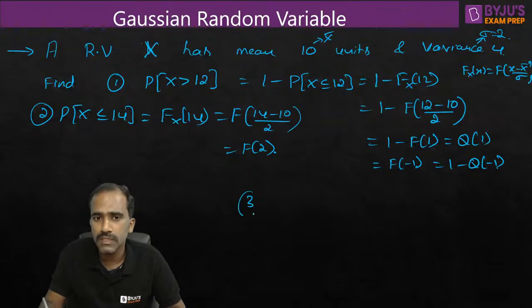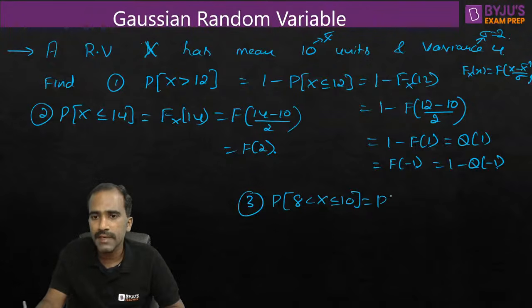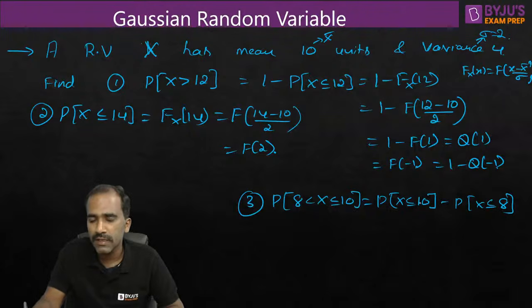Next, one more, just for understanding's sake, P of 8 less than x less than or equal to 10. How about this one? Can we write it in terms of CDF? We can write it as P of x less than or equal to 10 minus P of x less than or equal to 8. See this? From 8 to 10. Find the probability till 10. Find the probability till 8. If you subtract, you will get the probability from 8 to 10.